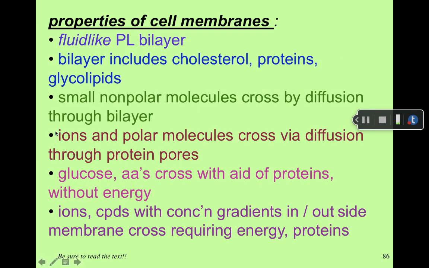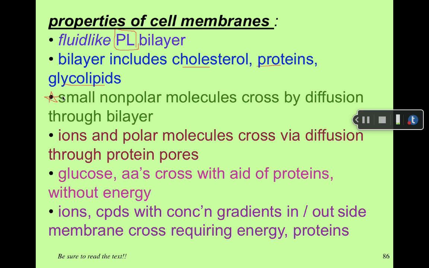So, a summarizing of the properties of cell membranes. It's a fluid-like phospholipid bilayer. Remember, there's a number of types of membrane lipids, but the majority are phospholipids. And the bilayer will also include cholesterol, proteins, and the glycolipids. They were all nicely depicted in that diagram that I pointed out in class today.